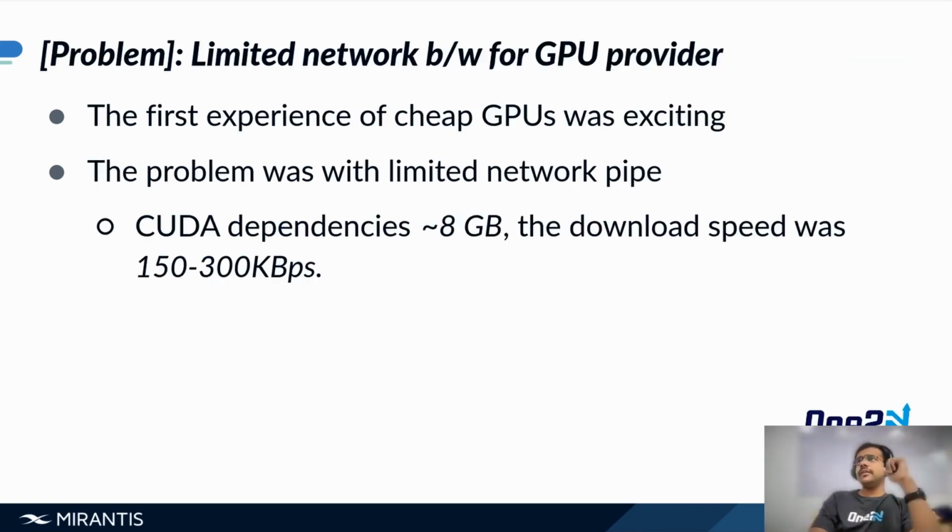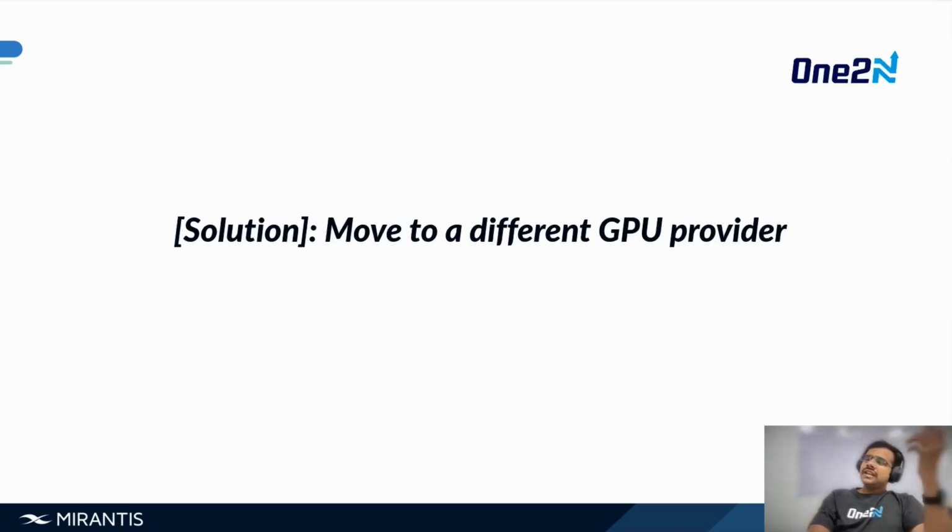The second problem that we faced was that we went with a local provider which provided us GPUs at a very cheap cost, but the bottleneck came with the download speed that we were limited to, and CUDA dependencies themselves are around 8 gigabytes. So we had really slow setup and build processes. So the solution was to move to a different GPU provider.